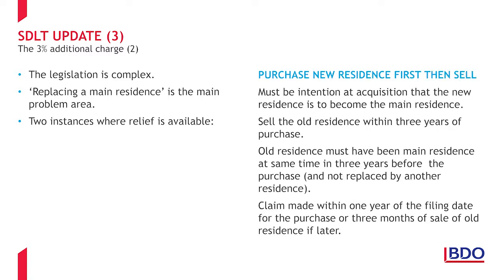The second possibility is buy the new residence first and then sell the old residence. Most importantly, the new residence must be intended to be occupied as a main residence and bought as such. Secondly, the old residence must have been a main residence at some time in the 3 years before purchase of the new one. The old residence must then be sold within 3 years of purchase of the new residence, and again, a claim must be made to claim back the 3% additional charge.